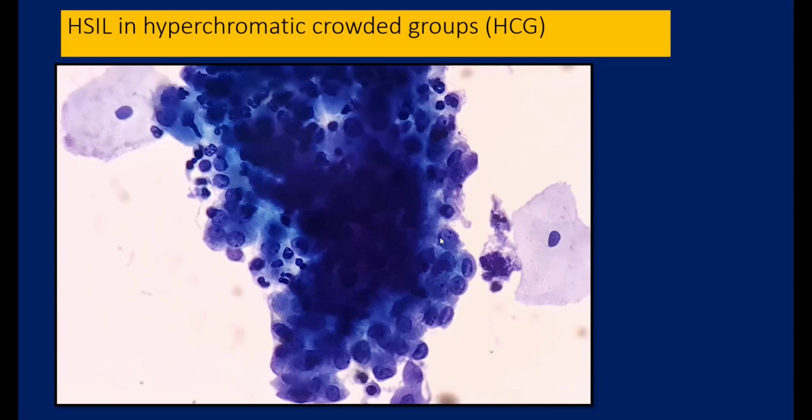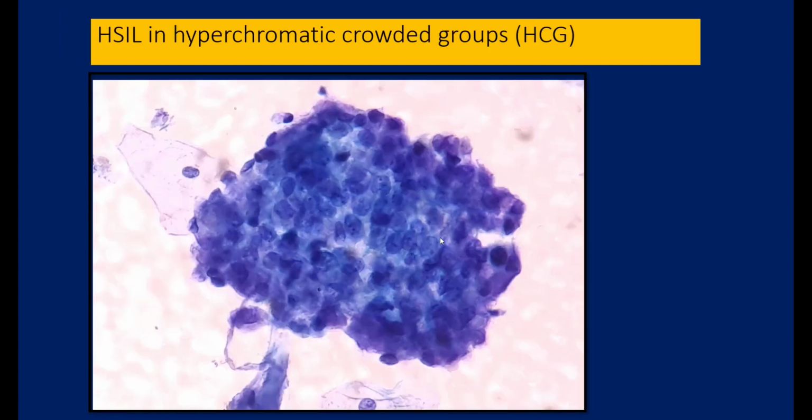However, in the diagnosis, you just call HSIL. This is just for our understanding, for our concept. We do not say HSIL in hyperchromatic crowded groups as a diagnosis. The diagnosis is HSIL. This is just a morphological feature which we should know how to identify. Another HSIL in a hyperchromatic crowded group cluster, right? And so you can see some of the sharp edges over here.